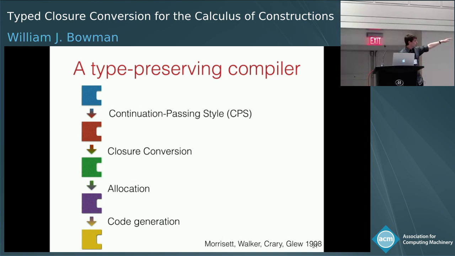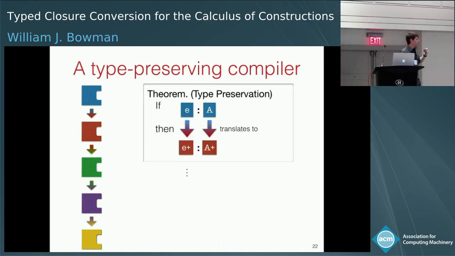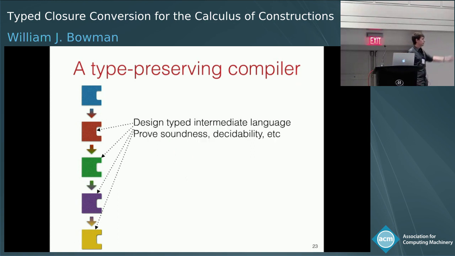Now, for type-preserving compilation, for each one of these passes, we want to prove this theorem, which says if E is a well-typed program at type A in our source language, then E+, the translation of E, should have type A+, the translation of A. To prove this theorem for each of these passes, we need to design a typed intermediate language for each stage of compilation: a CPS intermediate language with types, a closure-converted one, and so on.